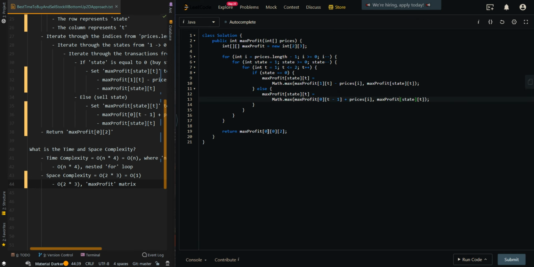Then we can return the maximum profit. We initially start from buy state, and also the number of transactions we have is 2.